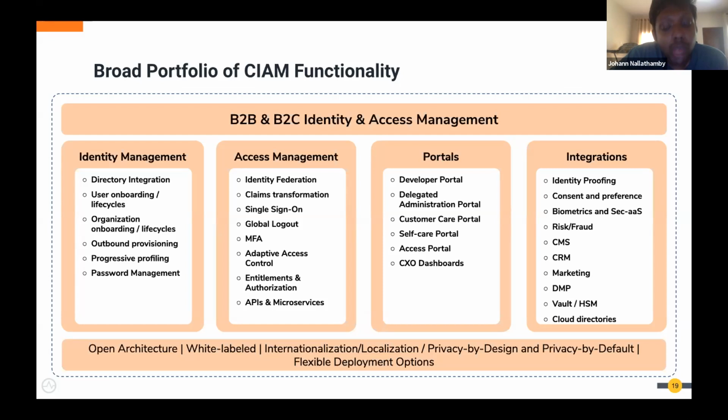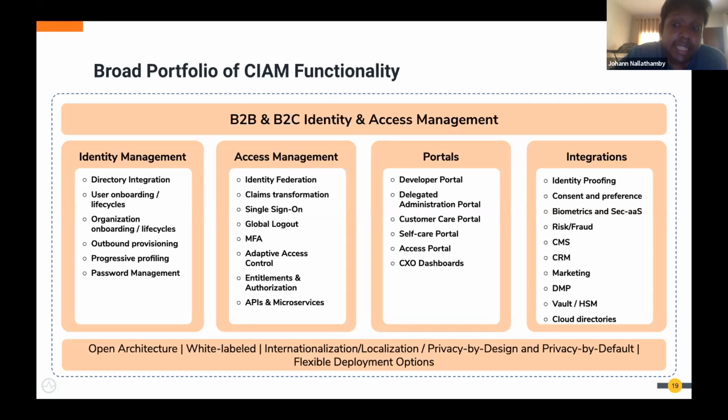And then we could also have an access portal, where the customers can discover all the applications that they are entitled to access, and click and access all the applications from a single point with single sign-on enabled. Then, of course, the CXO dashboards, which tell the CXOs how the IAM system and the applications and the whole investment are functioning.